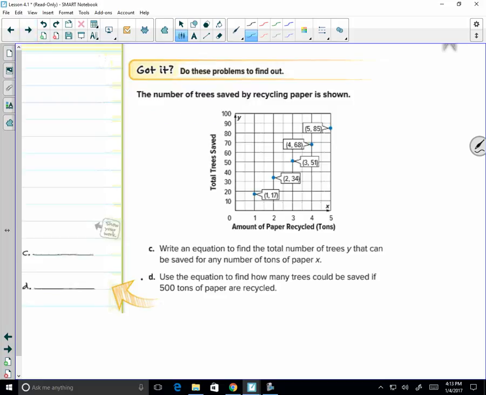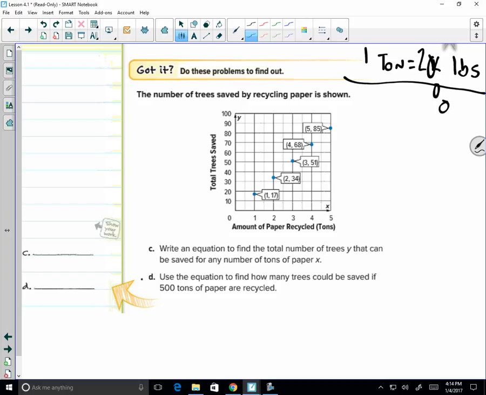All right, the do-it-yourselves got it check problem at the top of page 270 says the number of trees saved by recycling paper is shown. So this will be our last example we do together. You can see here that all of these points, we have total trees saved and amount of paper recycled in tons. Now, just a little quick fact, 1 ton equals 2,000 pounds. Just keep that in mind. So 1 ton is a lot.